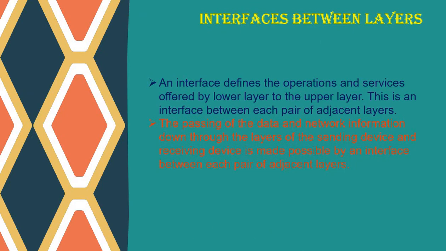Now we will move towards the interfaces between the layers. An interface defines the operations as well as the services that a lower level offers to the upper level. So there is an interface between each pair of adjacent layers. The passing of data and network information down through the layers of the sending device and up through the receiving device is made possible by the interface between each pair of adjacent layers.